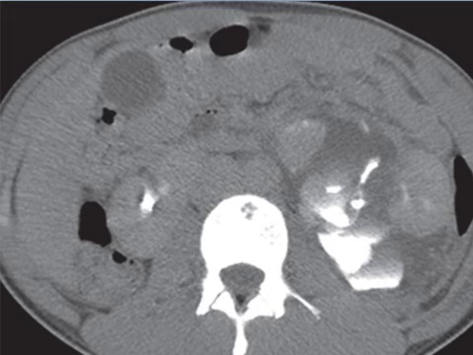Here, this is the same patient with excretory phase, 10 minutes after injection of the contrast, and there is injury to the collecting system on the left side, and the right collecting system appears within normal.